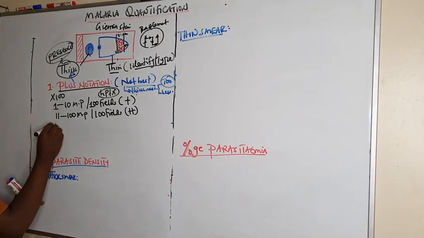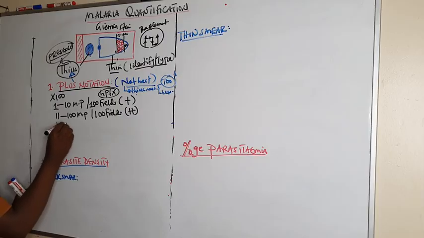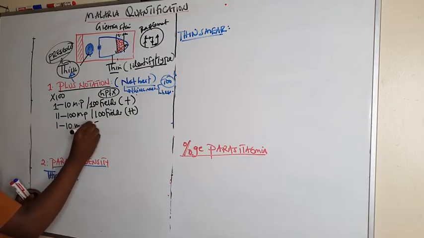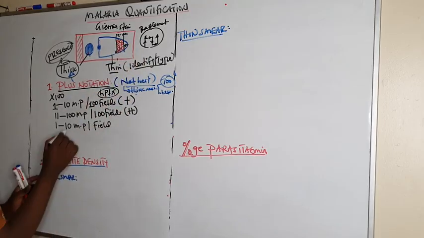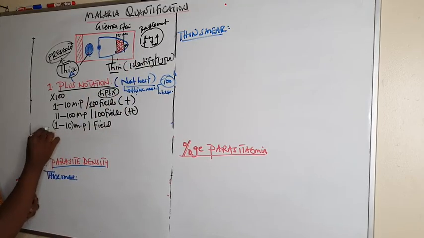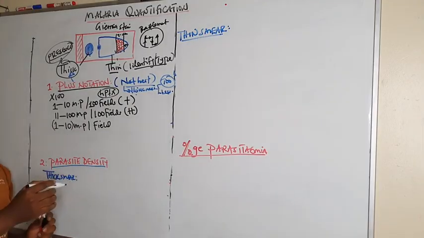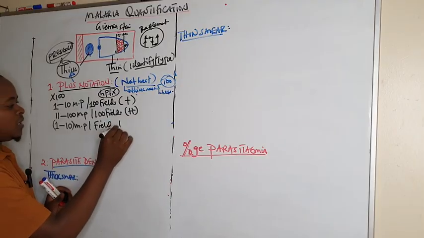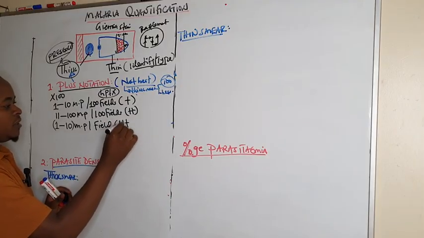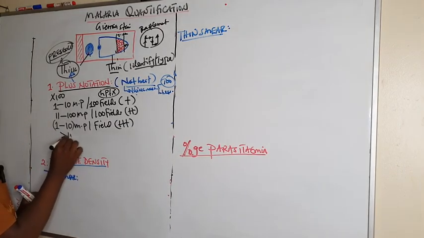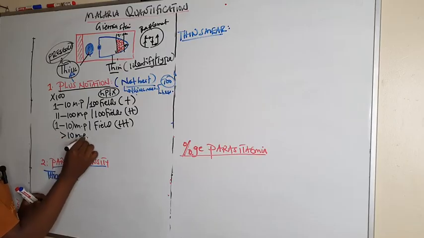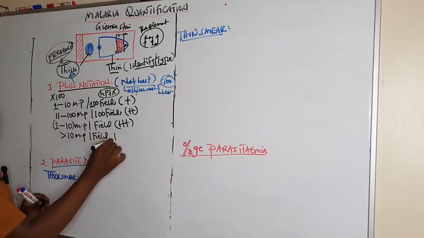Then if you get 1 to 10 malaria parasites per field, where every field you count has between 1 and 10 parasites, this is a +3. It implies there is high parasitemia. Then if you get greater than 10 malaria parasites per field, this one is a +4.